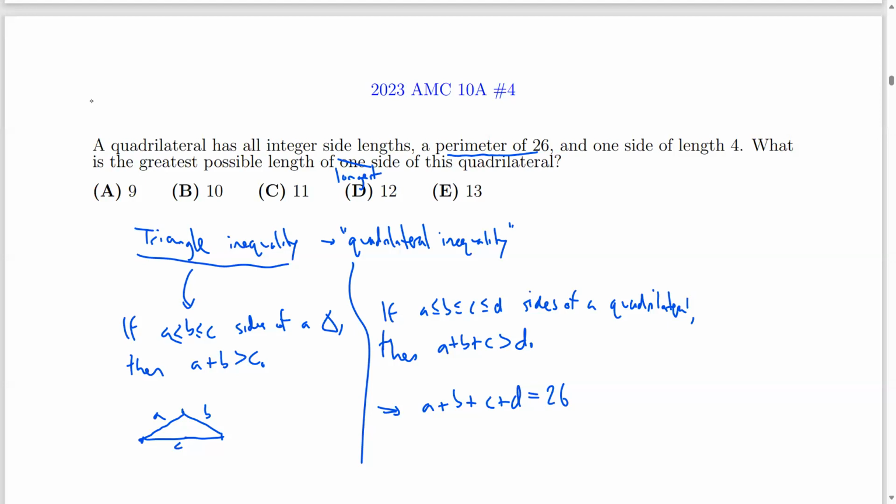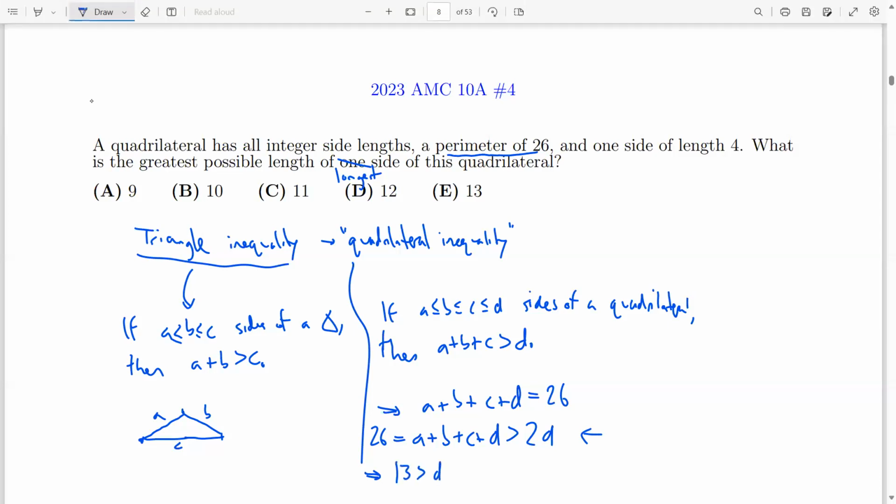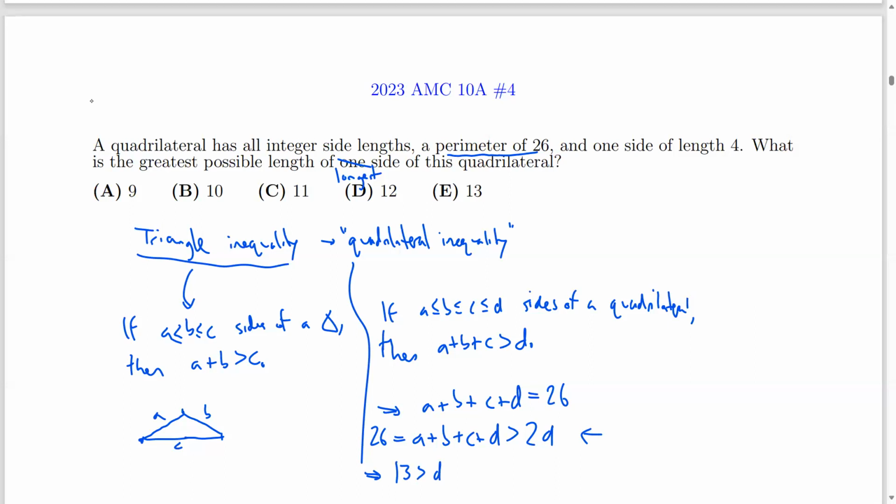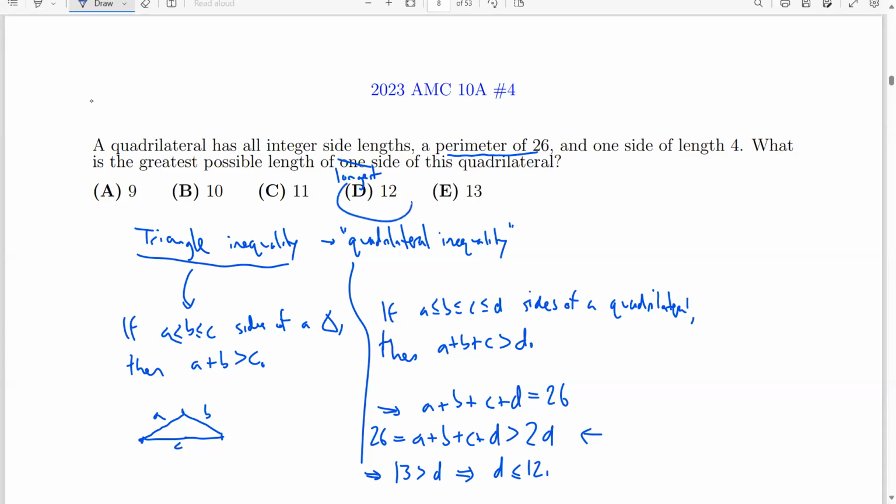So because we know that A plus B plus C has to be greater than D, it also follows that A plus B plus C plus D has to be greater than 2D. And we know that the perimeter is 26, so dividing both sides of this inequality by 2, we therefore get that 13 is greater than D. And because all the side lengths are integers, therefore D has to be at most 12. So the answer is 12.